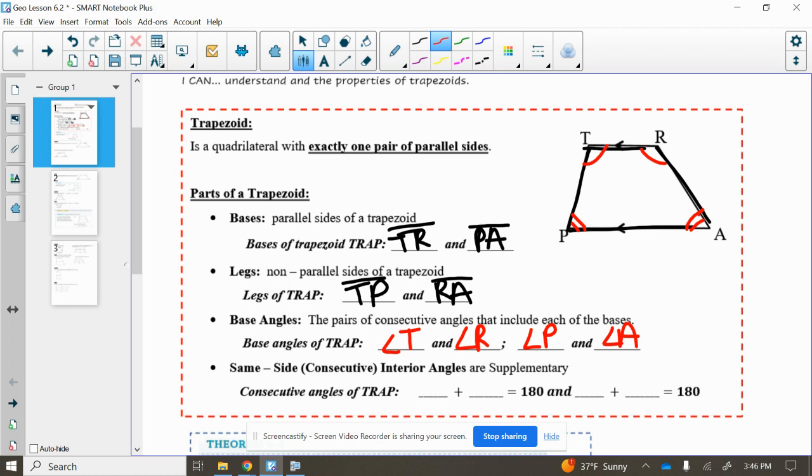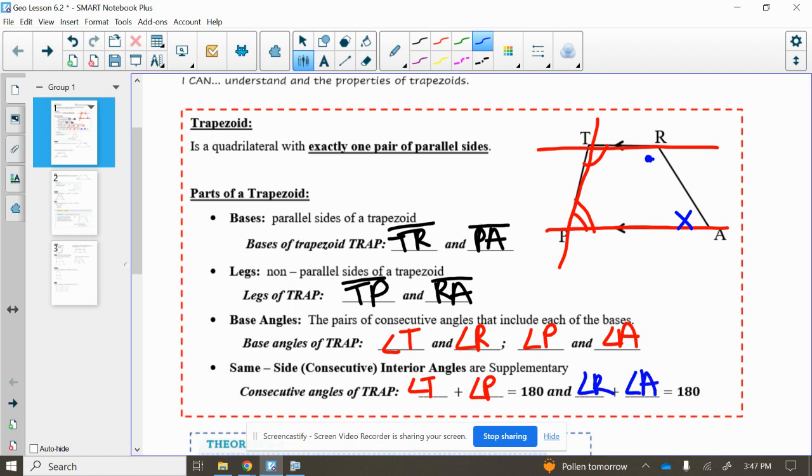Now, our same side consecutive or interior angles are going to be supplementary to each other. So what this goes back to is back when we talked about parallel lines, right? So again, these two lines here are parallel. And if we cut the parallel lines by a transversal, then their same side interior angles are supplementary, right? Going back to our parallel line information. So for instance, angle T and angle P, whatever they are, they're going to add up to equal 180. And then the same thing is going to happen for that other pair of interior angles, angle R and angle A. Those would also be supplementary because they're same side interior.